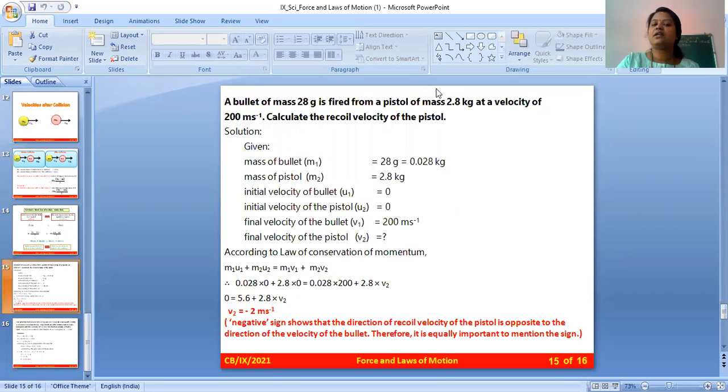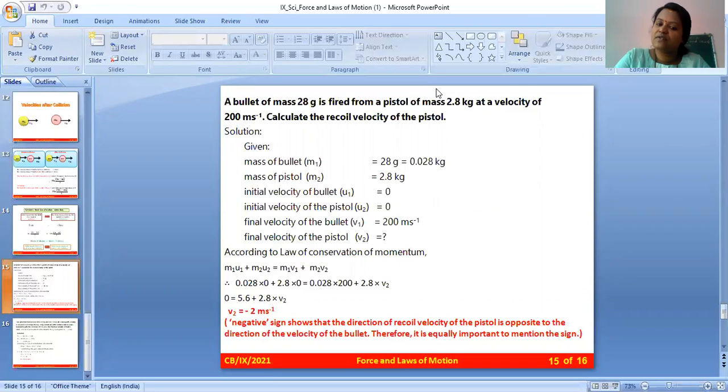First thing is we shall note the given details. Mass of the bullet, m1, is 28 grams. We shall convert that into kg, 0.028 kilograms. Mass of pistol is m2, that is 2.8 kg. Initial velocity of bullet is 0 as well. Initial velocity of pistol is also 0. Final velocity of bullet is given as 200 meters per second. We need to find the final velocity of pistol, that is, the recoil velocity of the pistol.